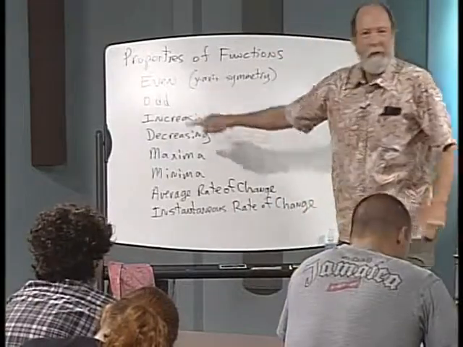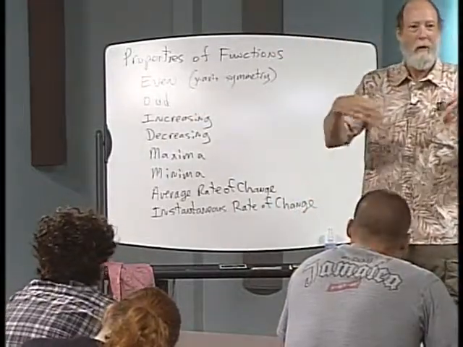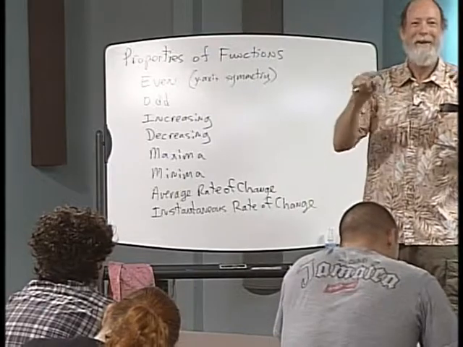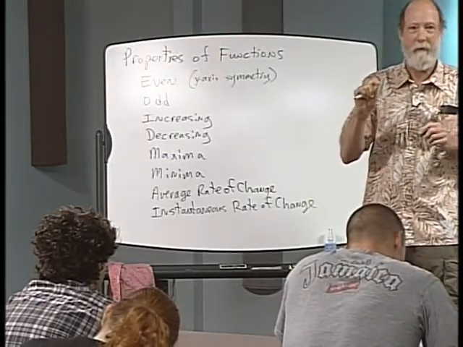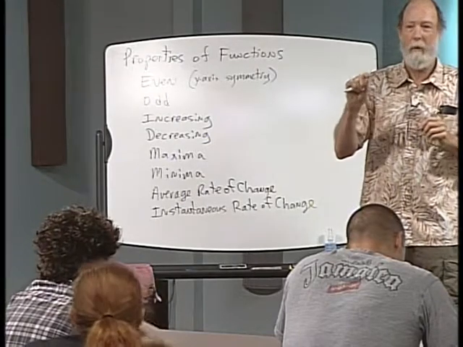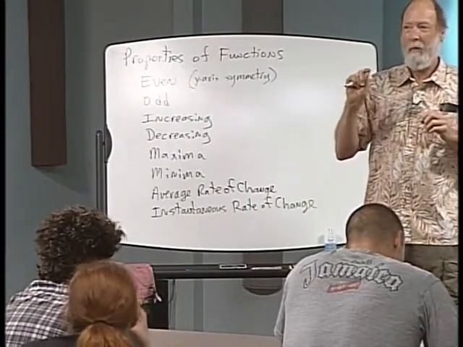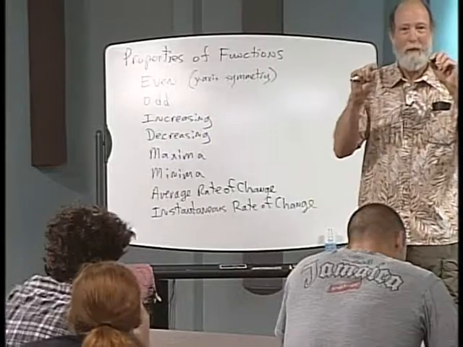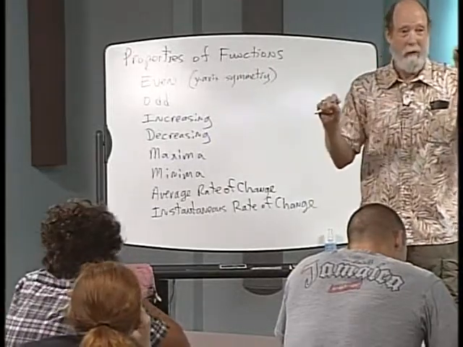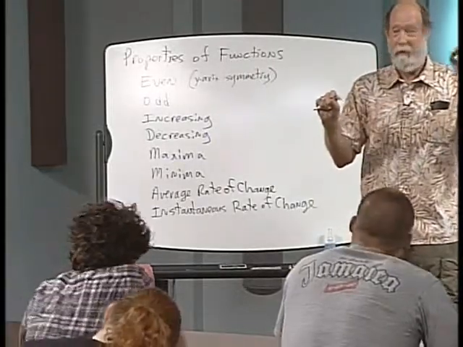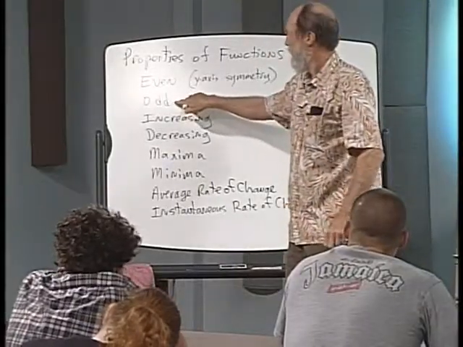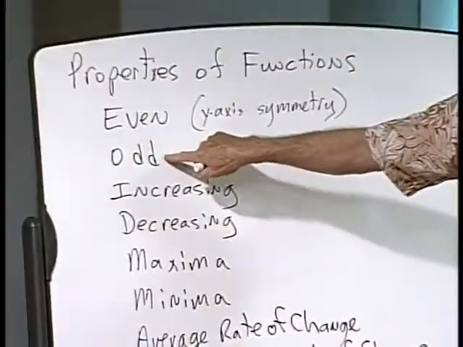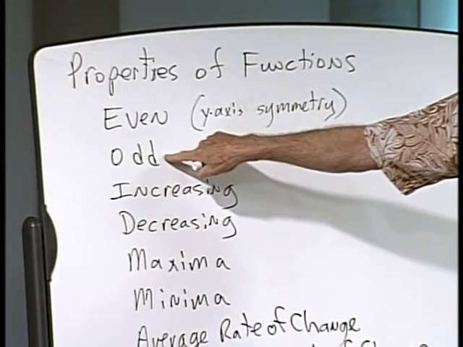An odd function, you probably think all functions are odd, but in mathematics, an odd function is a particular type of function that exhibits origin symmetry on the graph. We talked about a point having origin symmetry earlier, a couple sessions ago. So the graph of a function will be an odd function if it exhibits origin symmetry.